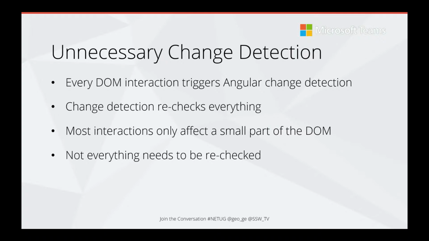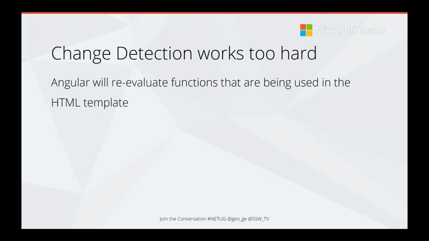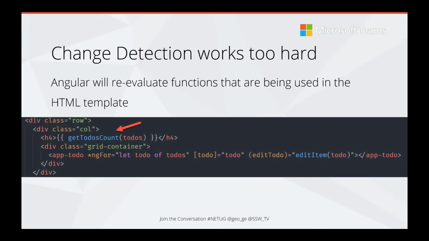And then we move to another issue: change detection works too hard. It's similar to the previous one, and I'm definitely going to show you what the difference is. In this case, Angular reevaluates everything. Angular checks everything, including functions that you have in the HTML template. So imagine if you have a computation-heavy function in the HTML, that's going to get re-triggered every time you click, every time you type.